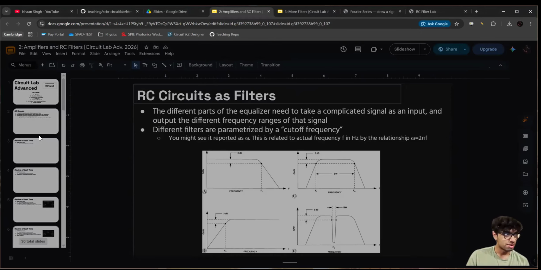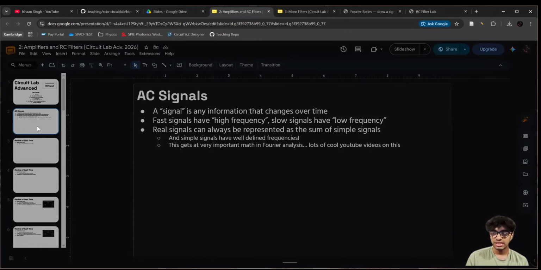So firstly, we established that a signal is anything that contains information over time. So whether it's a constant voltage, you turn on a battery and then turn it off, 5 volts or 0 volts, or a changing voltage. For example, what my microphone is transducing from the audio that I'm speaking to it right now.